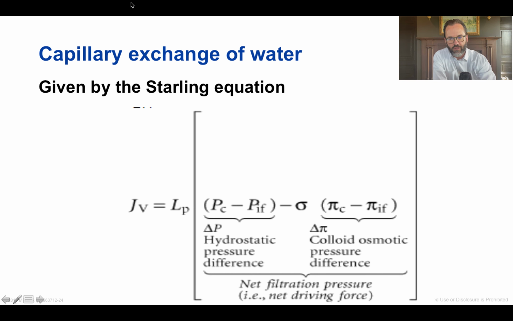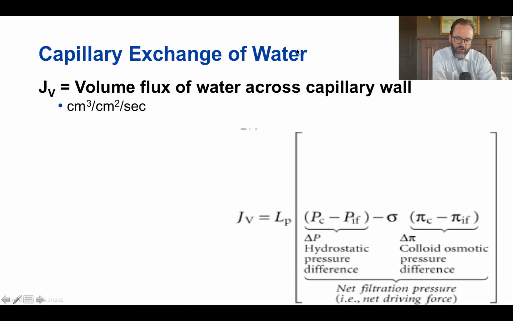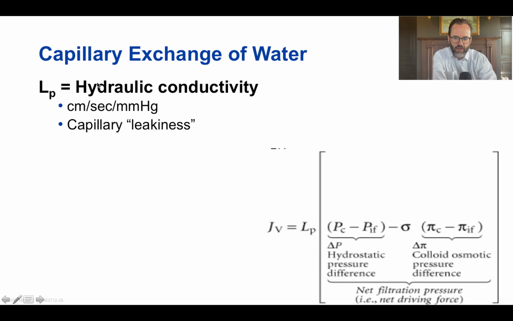And of course, as you generally have the diffusion of the solutes, you will also have a capillary exchange of water along with them. And so the capillary exchange of water is given by the Starling equation. And that is depicted here. So if we take this and break it down a little bit further, we've got, again, flux being J sub V, volume flux of the water across the capillary wall. So this is centimeters cubed of water per centimeter squared of surface area per second.